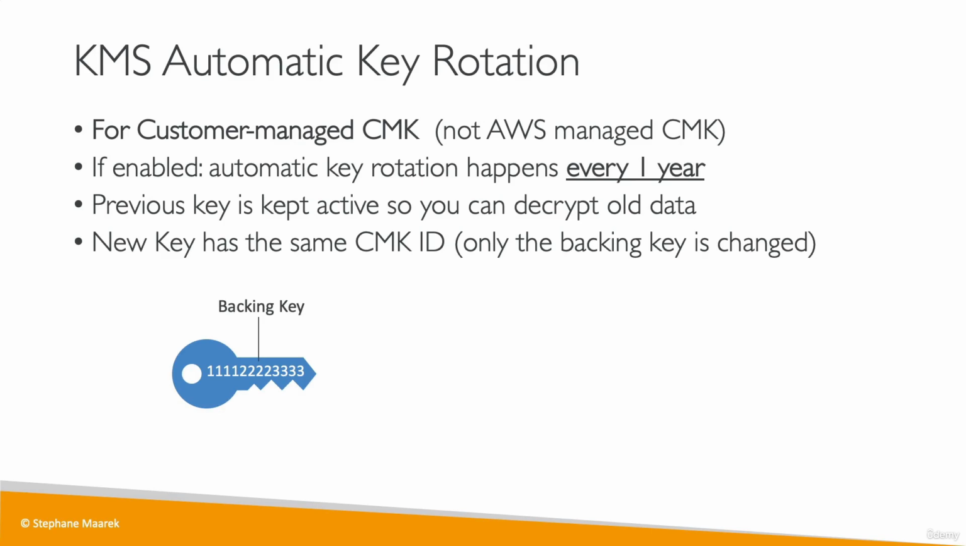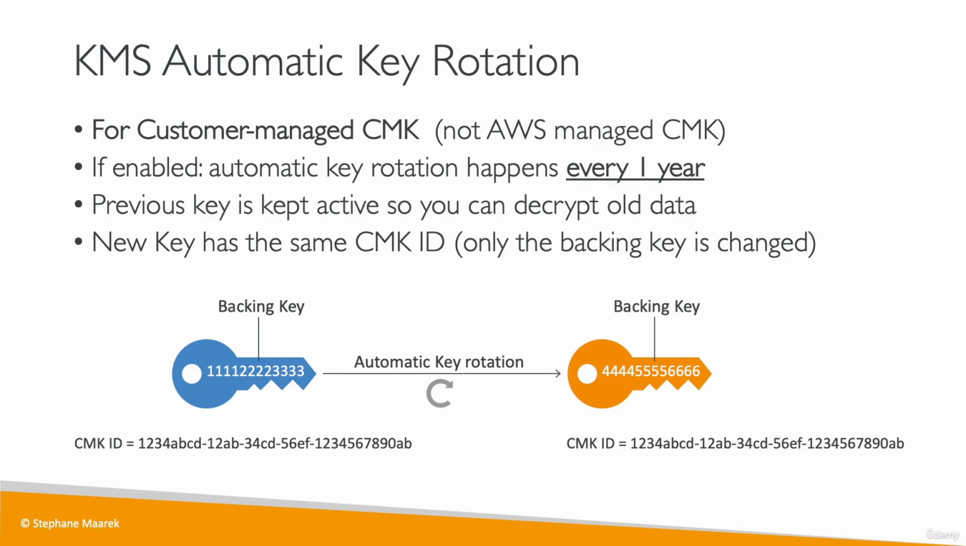So let's take an example. Here's the backing key, and here's the CMK ID. After automatic rotation, which happens every 1 year, and you cannot change the period, the backing key is going to change. So the material of the key is going to change, but the CMK ID remains the same, and the old backing key is going to be saved so that you can still decrypt the old data. That's for automated key rotation.